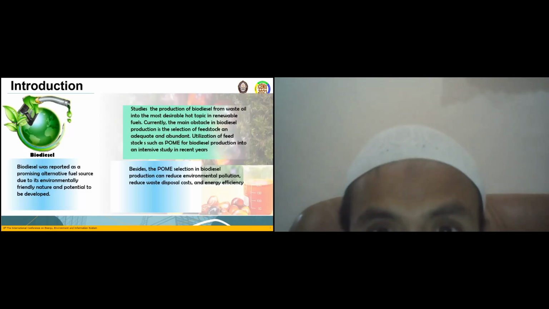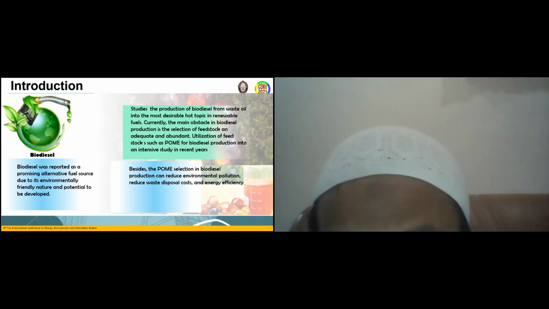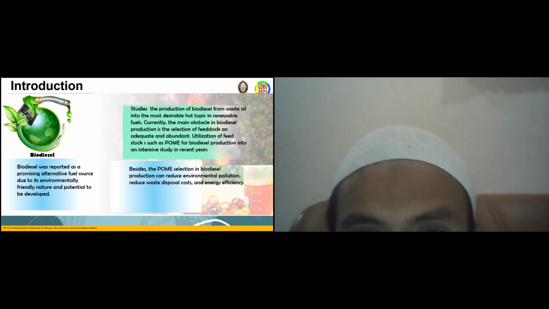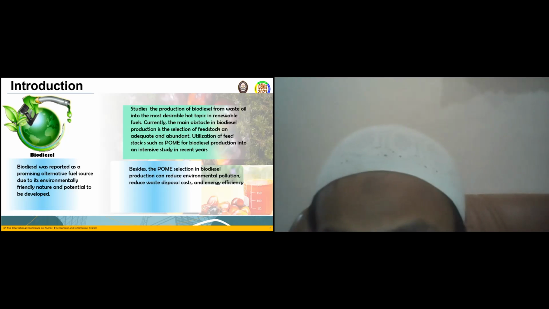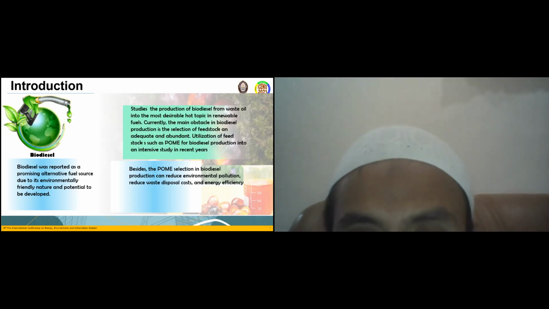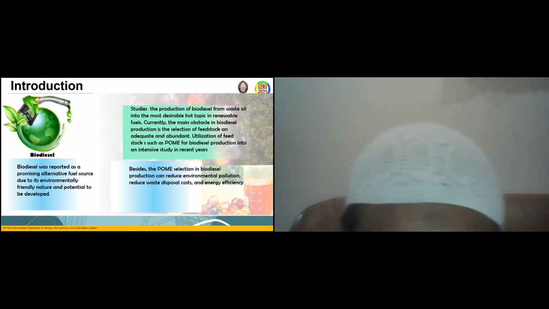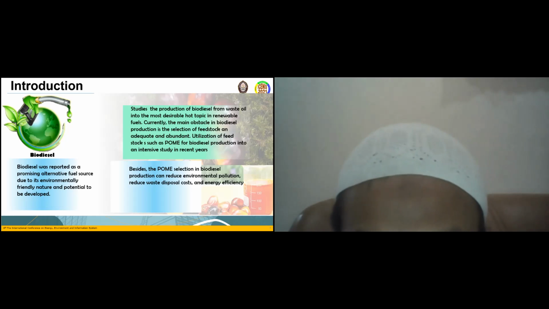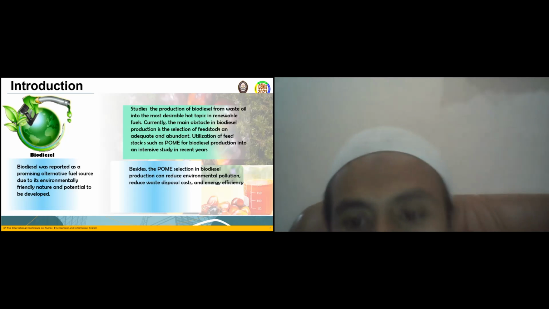In recent years, studies on the production of biodiesel from waste oil have become the most desirable hot topic and renewable fuel. Currently, the main obstacle in biodiesel production is the selection of adequate and abundant feedstock. Utilization of feedstock such as POME for biodiesel production has become an intensive study in recent years. Besides, the POME selection in biodiesel production can reduce environmental pollution, reduce waste disposal costs, and improve energy efficiency.